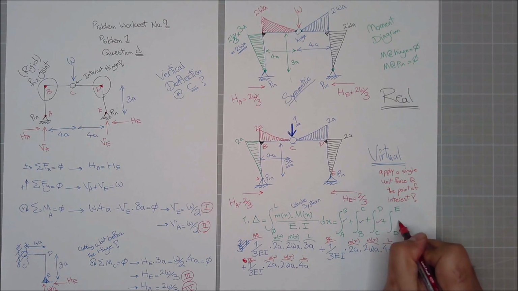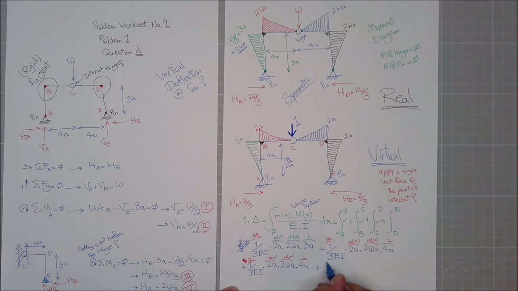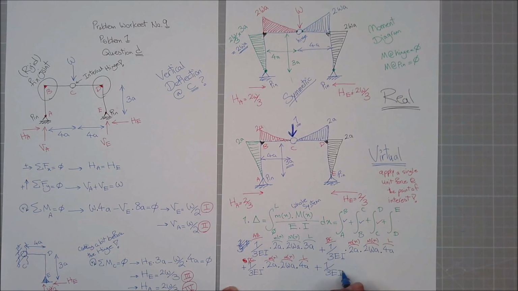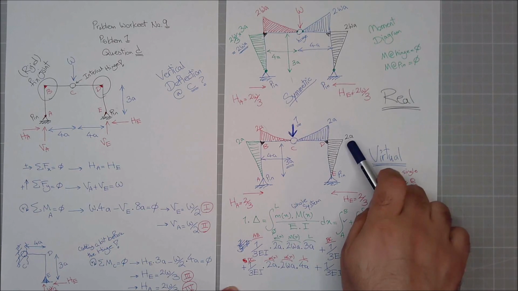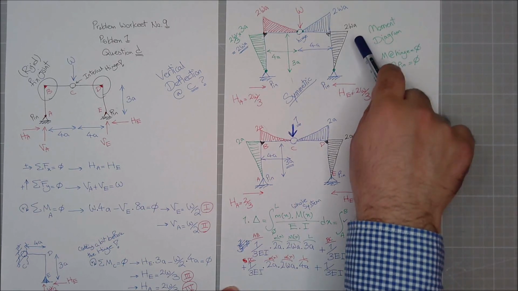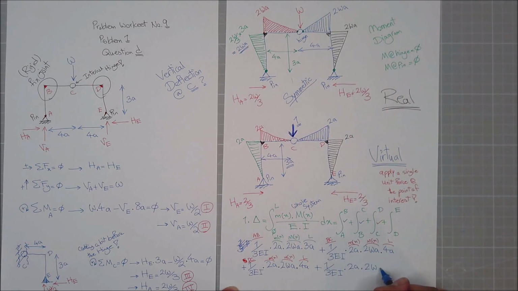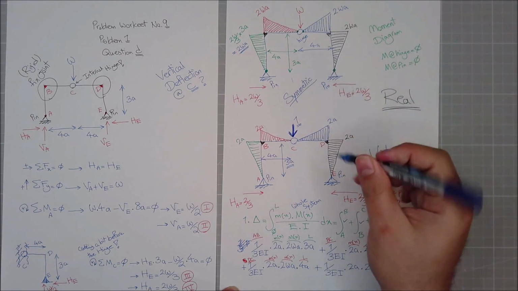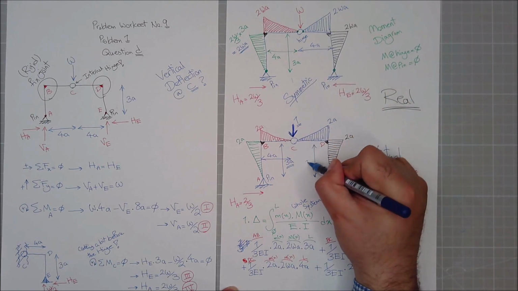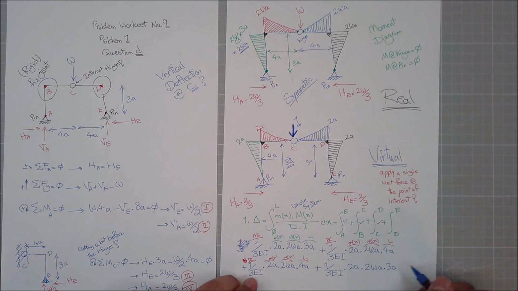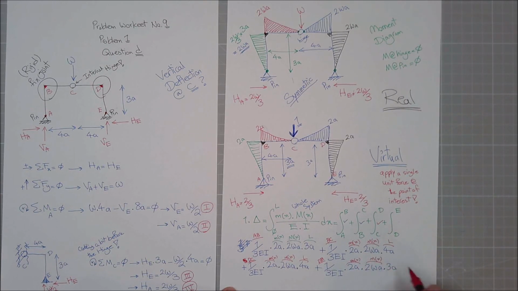And then I have e to d, so it will be the last part, plus 1 over 3 EI times 2a times 2wa times the length of this guy, which is 3a. So this bit is for e to d or d to e, doesn't matter. This virtual, this the actual, and this is the length.